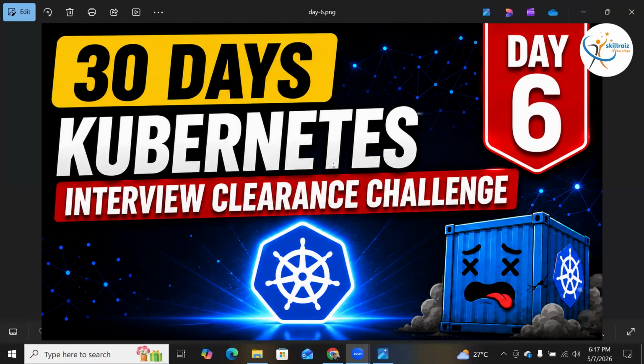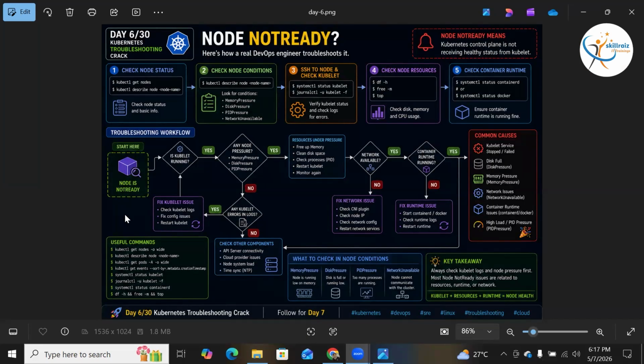Hi all. As part of our Kubernetes interview clearance troubleshooting challenge, day 6, today we'll look at what to do if the node is not ready. The application pods will be deployed on the worker nodes. If the worker node is not ready, how can we address those kinds of issues?